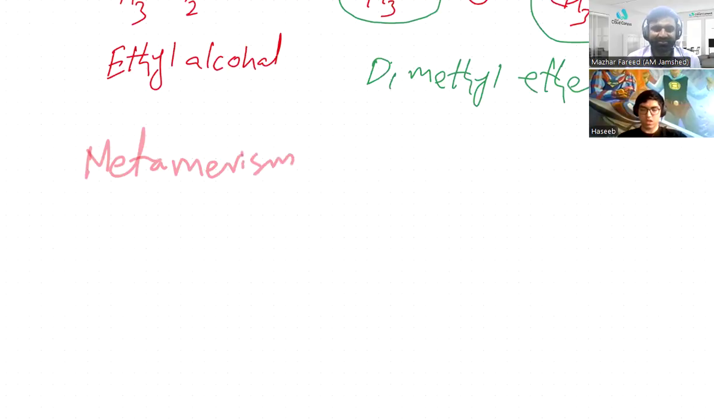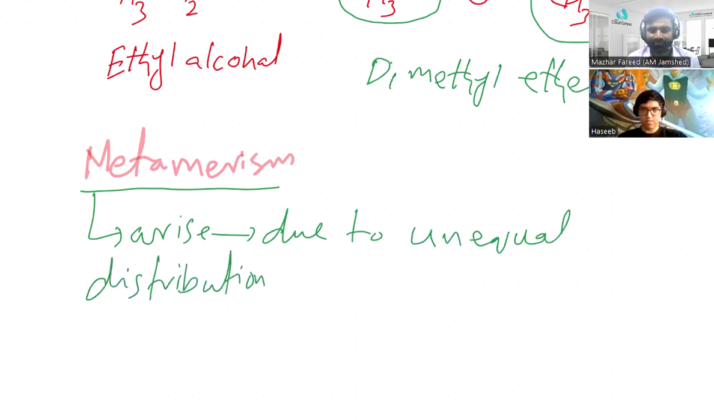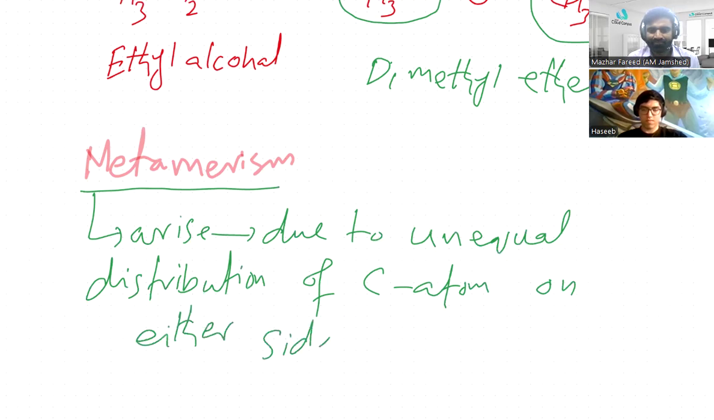Metamerism arises due to unequal distribution of carbon atoms on either side of the functional group. Now we have to explain it with an example.